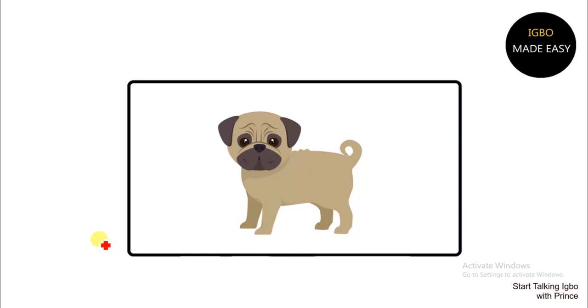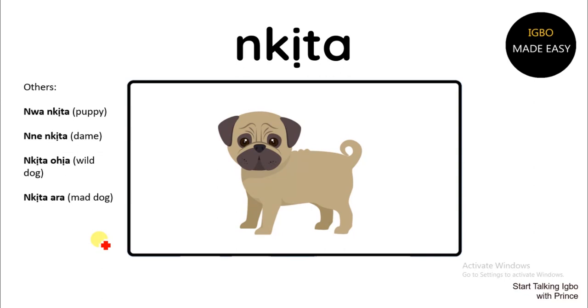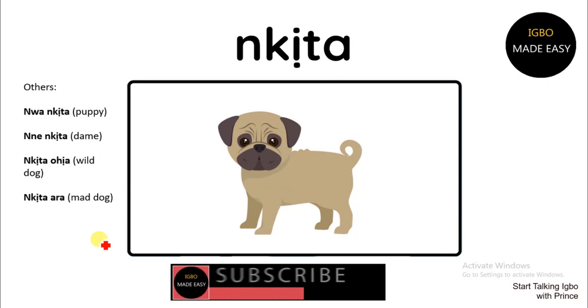Now we come to this cutie. This is a dog. What do you call a dog in Igbo language? Nkita. Nkita is the word for dog in Igbo language. And these are other things I think you should know about Nkita. Nwa Nkita is a puppy. Remember that Nwa means babe, Nwa means child, so Nwa Nkita is puppy.